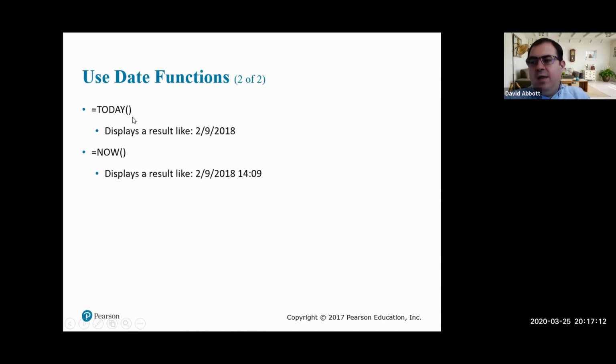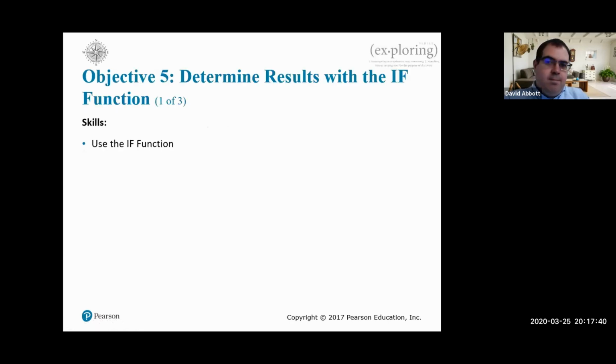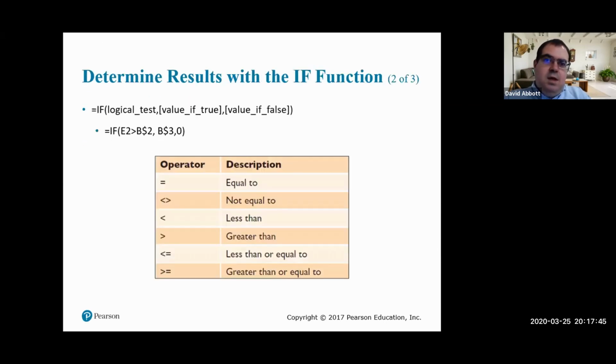And then you have the today function, which is today, and then you have to put the parentheses, but you're not going to put anything in between the parentheses. There's no arguments that go with it. Today displays today's date. For example, for today, it would display 3/25 of 2020. Now displays results and the time in 24-hour format. For example, here would be 2/9/2018 at 14:09, so that would be 2 p.m.